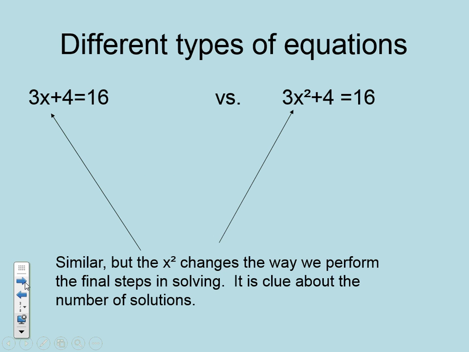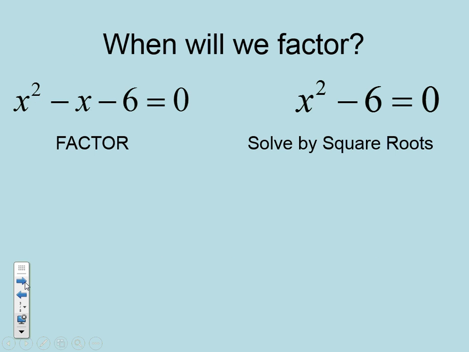So what we've been talking about are quadratic equations. Those are equations that have an x squared in them. Notice the difference between 3x plus 4 equals 16, and 3x squared plus 4 equals 16. So the x squared changes the way we go about thinking about solving. That's why we were talking about factoring. When factoring helped us was when we had an x squared in the problem.